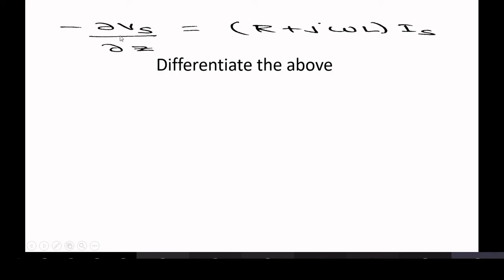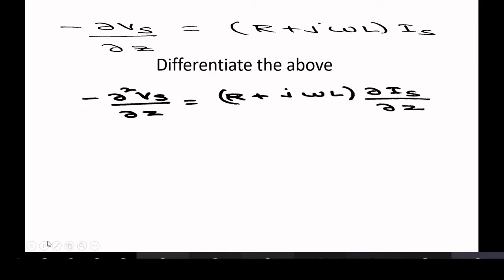So if we differentiate again, it will be dou square Vs by dou Z square, and on the right side, which is without differentiation, we will get dou Is by dou Z. Dou square Vs by dou Z square is equal to, since there is no term related to Z, R plus J omega L as it is, into dou Is by dou Z. So this expression we have, right?